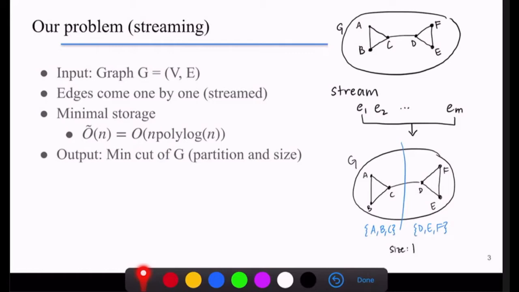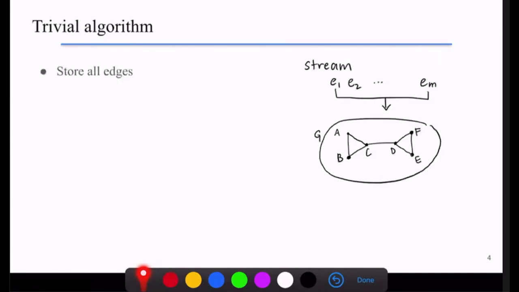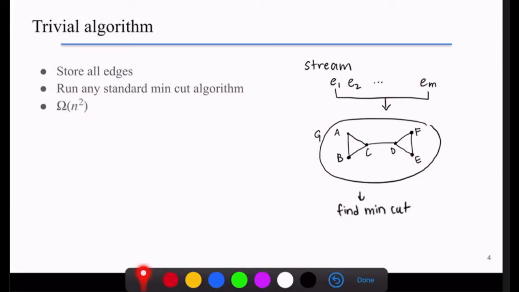Okay, sounds good. So one trivial way that we could solve this is, as we're getting the stream, just store all the edges in the graph. Now we have the entire graph, and we can run any min cut algorithm on it to find the min cut size and partition that we wanted. The only issue with this algorithm, though, is that we need at least n squared space because we're storing all the edges, which we can't have, right? Because our target was O tilde n stored space.